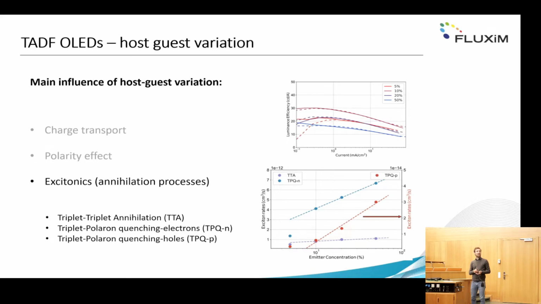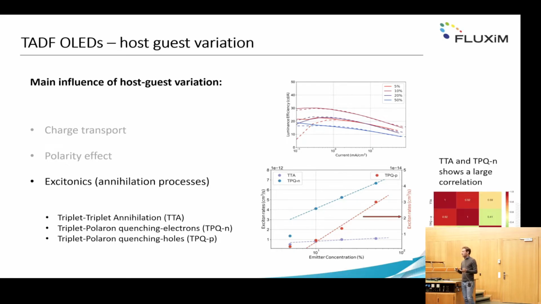So this is the scaling of the TPQ from the holes, and we see now they look more or less similar to the other two, but actually this scale is 2 orders of magnitude less than this one. Just to be clear. But of course we know that it's very difficult to be able to estimate these parameters from a simple JVL curve, because they will also be correlated. It's super difficult to be able to distinguish between TTA and TPQ just from the roll-off.